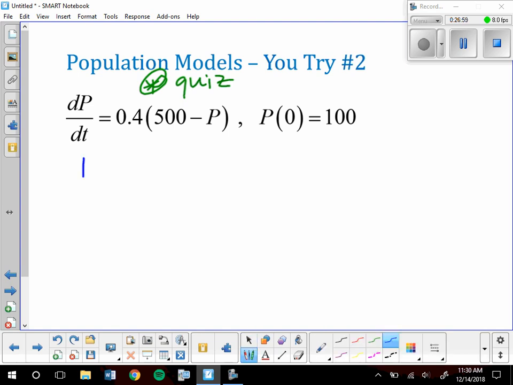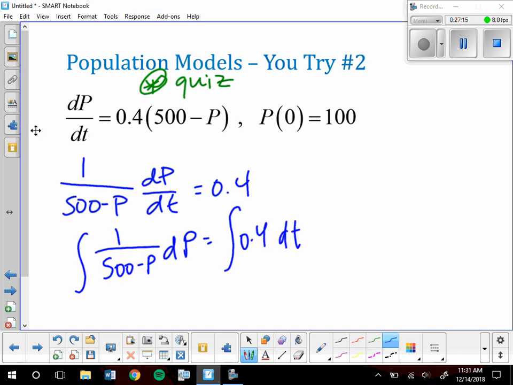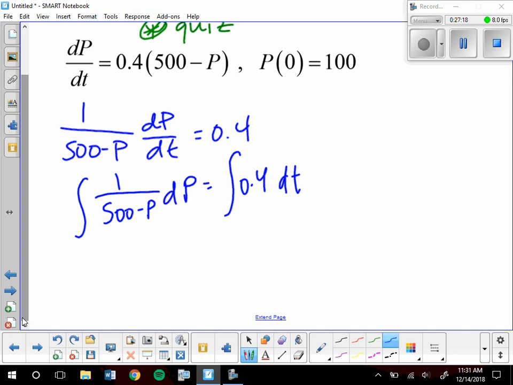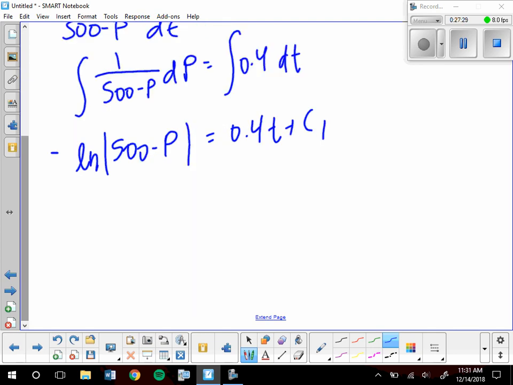So again, I'm going to separate my variables. I'm going to integrate. Remember that I get a negative natural log because of the inner function of 500 minus P. What I have to do first is get rid of that negative. So I'm going to divide both sides by -1. And then I'm going to exponentiate.